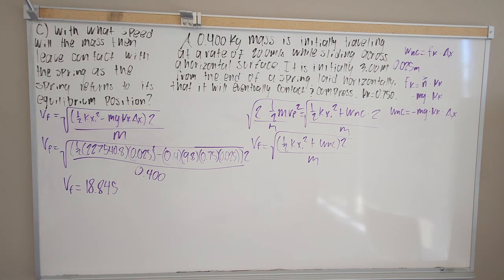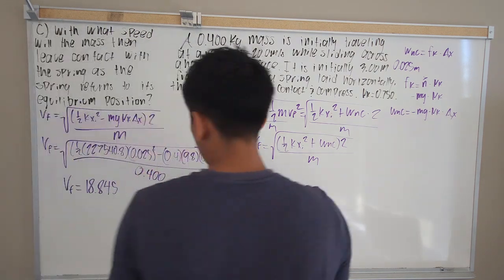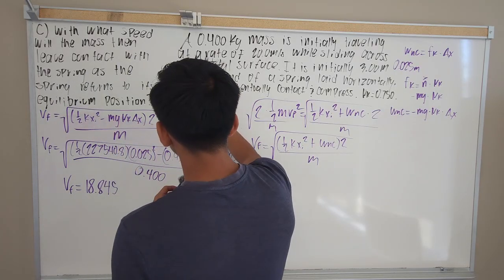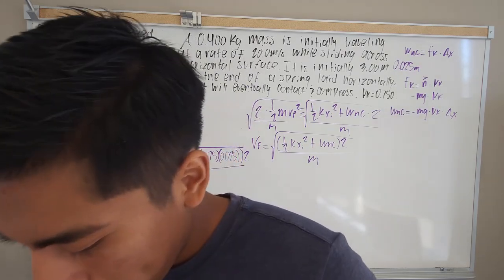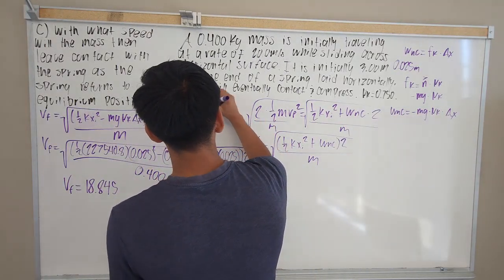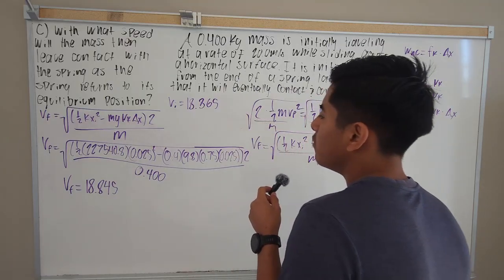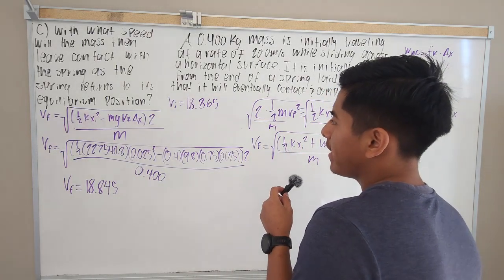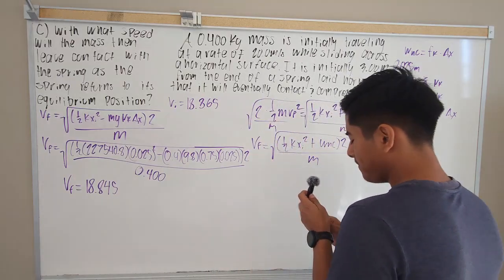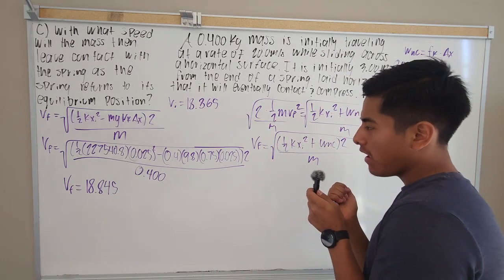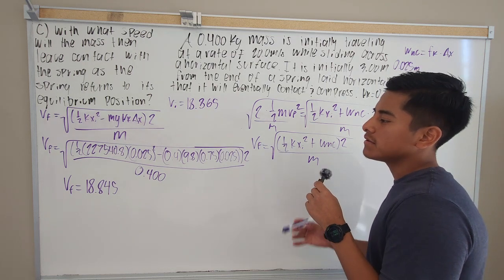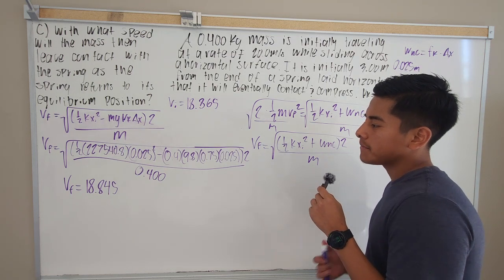And if you remember from our part A, the initial velocity was actually 18.865. So this object came in faster and left slightly slower. That just proves that friction did do negative work. It took out energy and it slowed this object down.